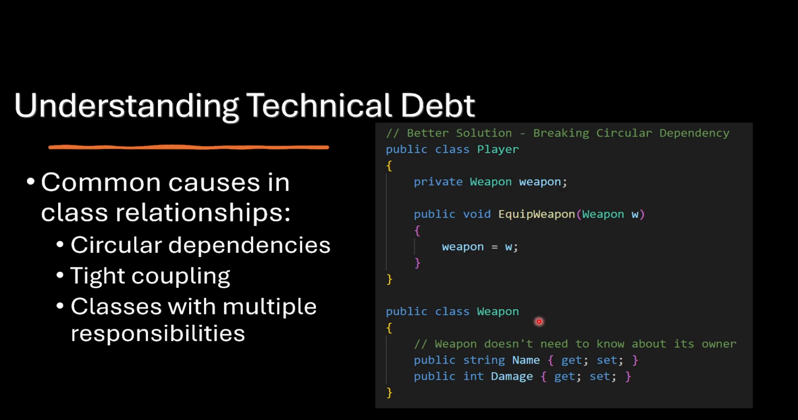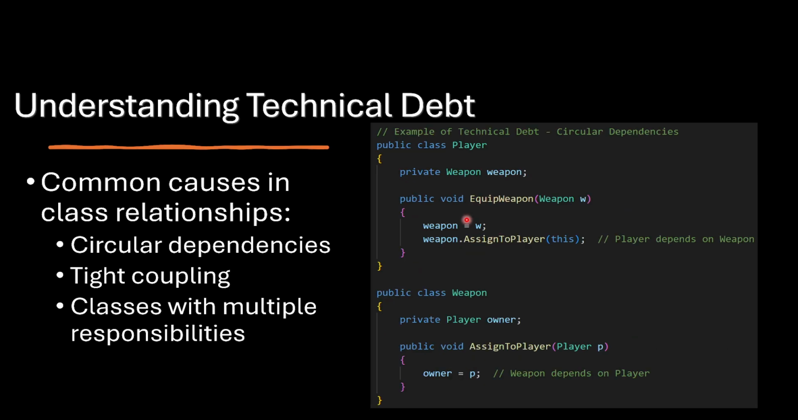In the improved version here, player just knows it has a weapon, but weapon doesn't know about the player at all. It doesn't need to know about its owner. Each class is simpler and can be easily changed independently. So now it just gets a weapon passed in, and it doesn't create its own, and it doesn't have it assigned to player.